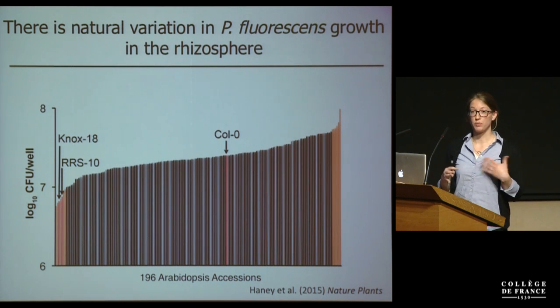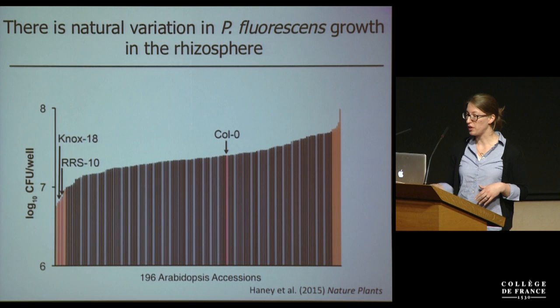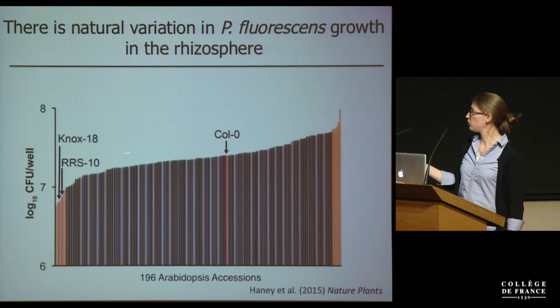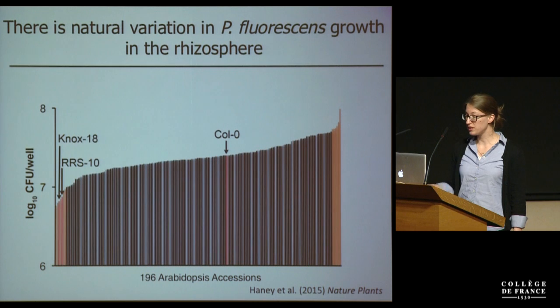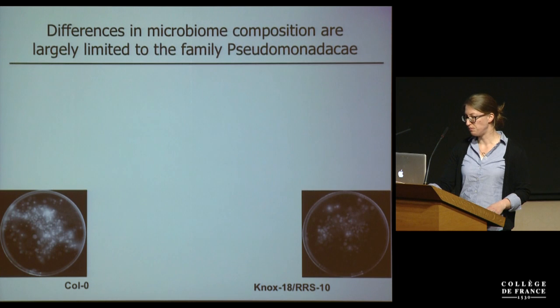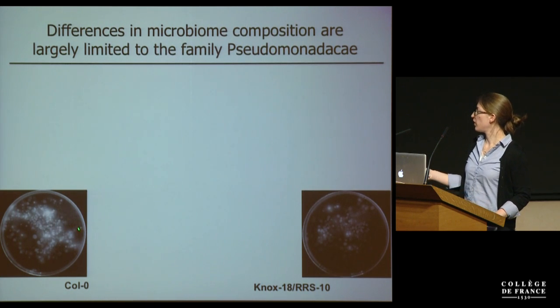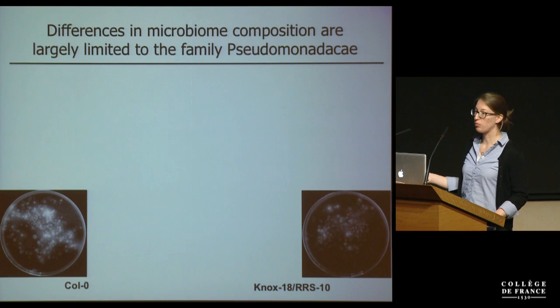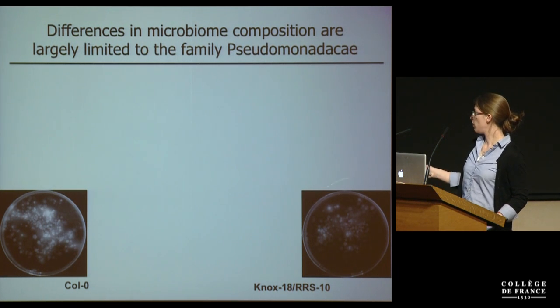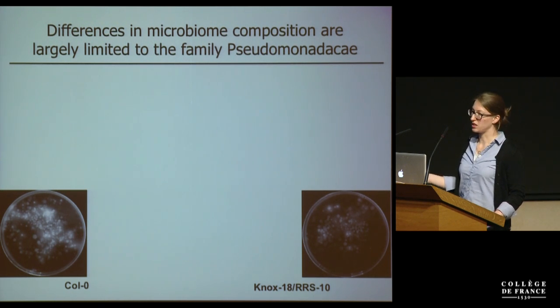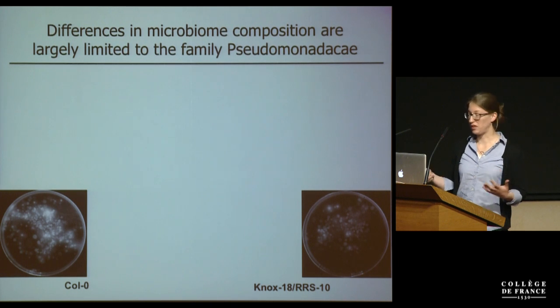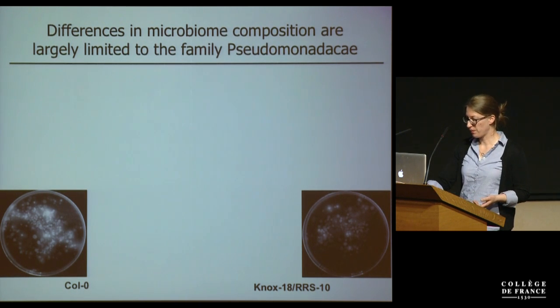So I found that they support less growth in this very reduced hydroponic system. Is this true when there's a complex microbial community present? So to ask that, I planted these 3 Arabidopsis genotypes in natural soils and looked at both their culturable microbiome and microbiome by 16S sequencing. What I'm showing you here is the culturable microbiome from Col0, plated on iron-limiting conditions, and then from NOX18 and RS10. And you can see that there's an enrichment in fluorescent colonies in Col0. So there is more Pseudomonas fluorescens on Col0 in natural soil.